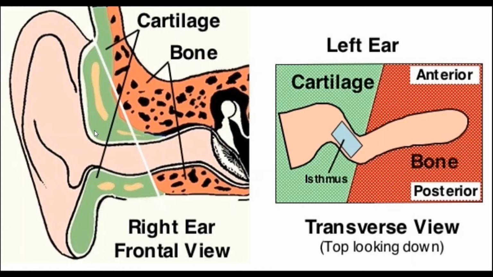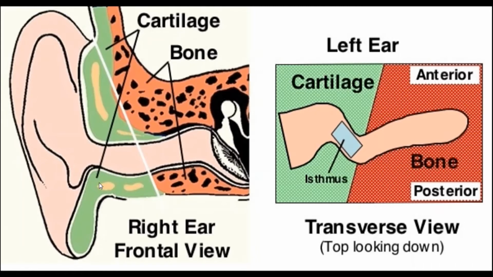Once we're done with the path, in the cartilaginous part there are hair follicles, which can become infected, and we call that furunculosis. Also, in this cartilaginous part, there are specialized apocrine glands called the ceruminous glands. They produce a very special substance called cerumen. What is cerumen? It's basically earwax. It serves as an insect repellent, it deters insects.